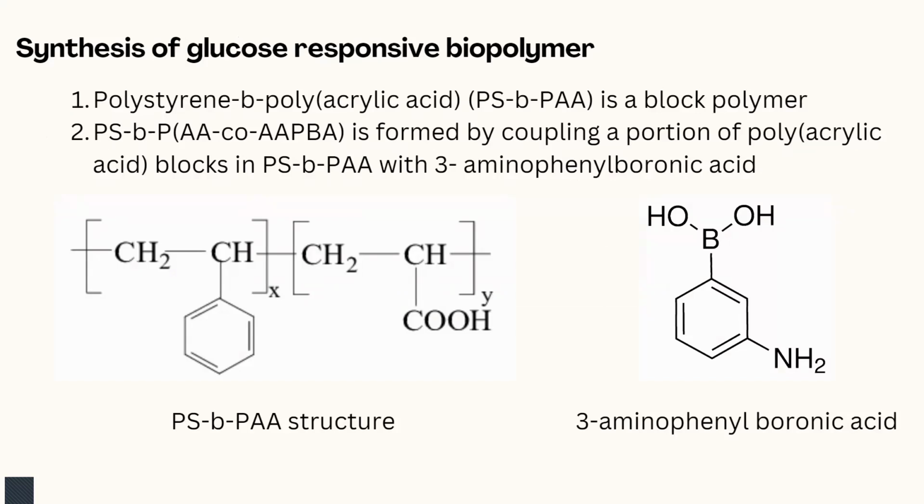So to synthesize the particular glucose responsive biopolymer which we discussed in the previous slide, we need a polystyrene-b-polyacrylic acid polymer, which is a block polymer. This can be coupled with 3-aminophenylboronic acid at the portion of the polyacrylic acid blocks to form the responsive biopolymer. So these are the structures of the polystyrene-b-polyacrylic acid block polymer and 3-aminophenylboronic acid.